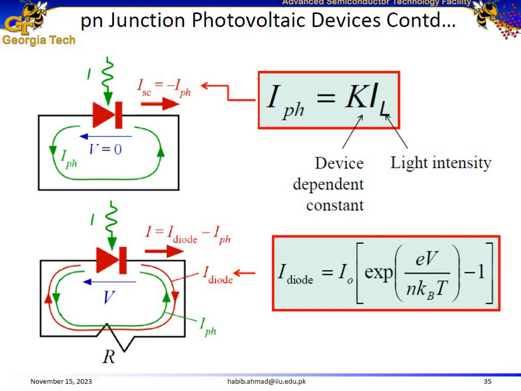These non-idealities come from different scenarios. For example, the incident light results in the generation of electron-hole pairs, but these electron-hole pairs might recombine because of Shockley-Read-Hall recombination, because of defects inside the band gap of the semiconductor, defect levels, or because of Auger recombination, or because of other non-radiative recombination phenomena.